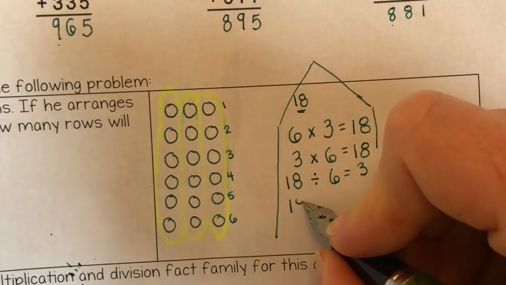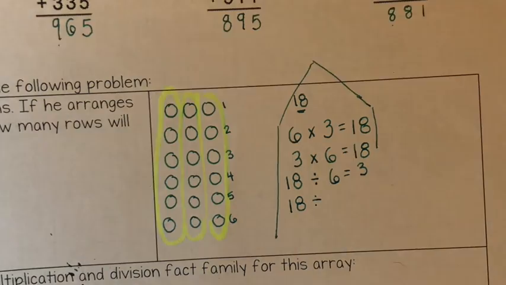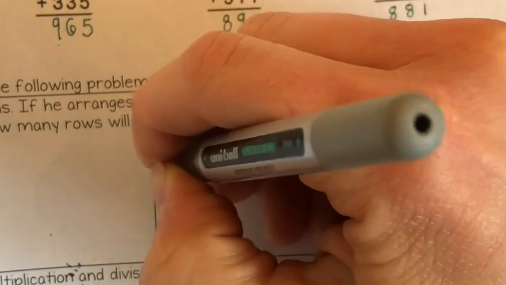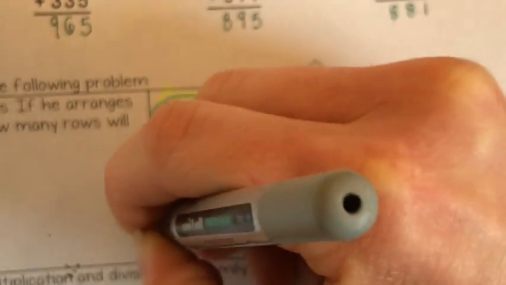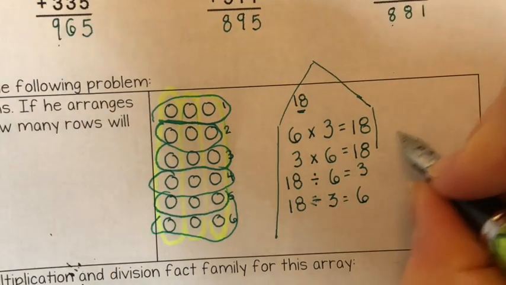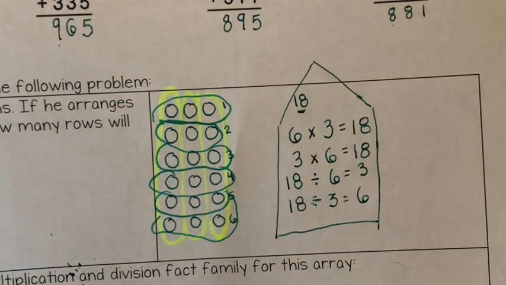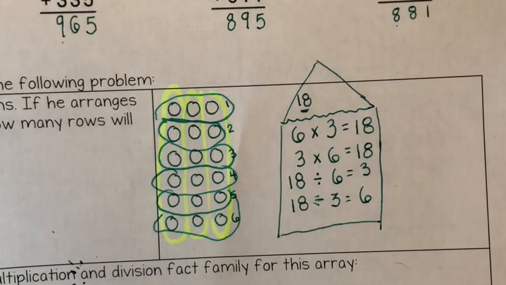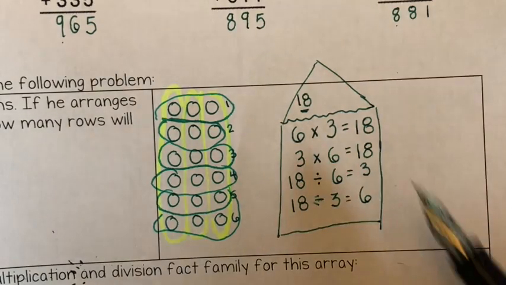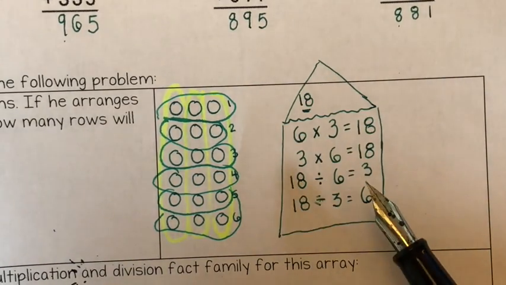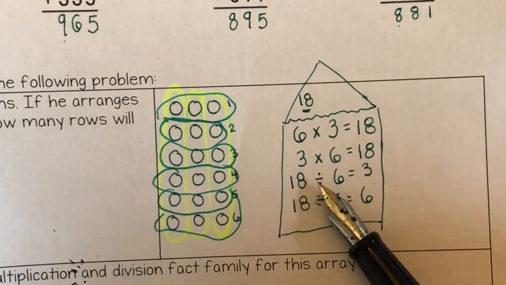So 18 divided into groups of 3, you're gonna have 6 groups. Okay, so it's just the different ways to look at it. That's my fact family. This is my fact family. It's beautiful. You don't have to draw a house, but if you want to. So basically a fact family just means all of these facts are related, just like we have in addition and subtraction. So if you know 6 times 3, you also know 3 times 6, and you also know the related division facts.